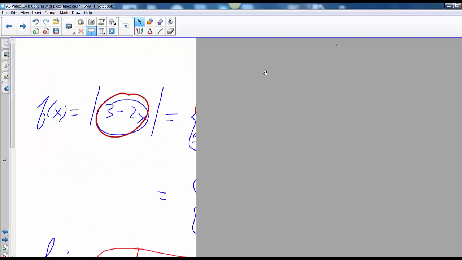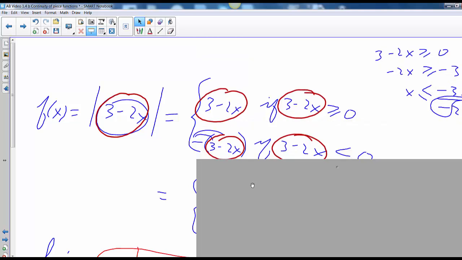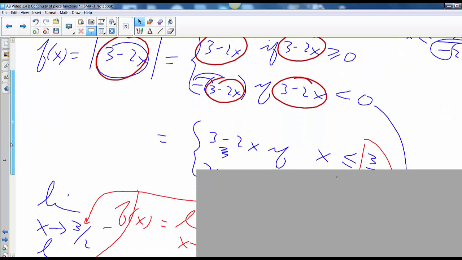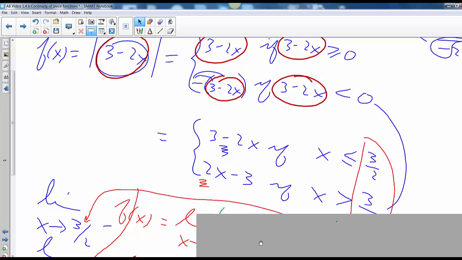Here's another one. I'm not getting into the continuity, I just want to get into the limits at this point. The absolute value of the expression 3 minus 2x is that expression if that expression is greater than or equal to 0, and it's negative that expression if that expression is less than 0. So you're going to take this, for example, up here and isolate the x. You'll get x is less than or equal to 3/2. And of course, it's negative this expression, which is negative 3 plus 2x, better known as 2x minus 3, if x is greater than 3/2.